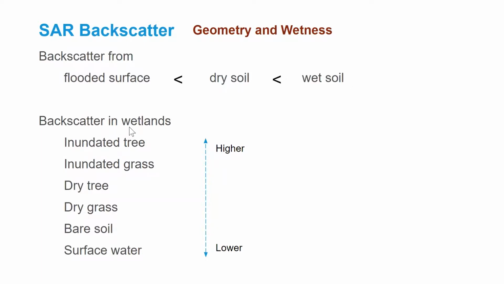And in some complicated environments, for example wetlands, you have lots of different conditions. If you have an inundated tree, a tree trunk standing above a flat surface of water, then you have the double bounce, which gives you a very strong backscatter signal.